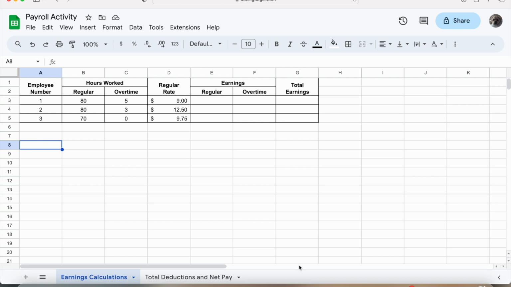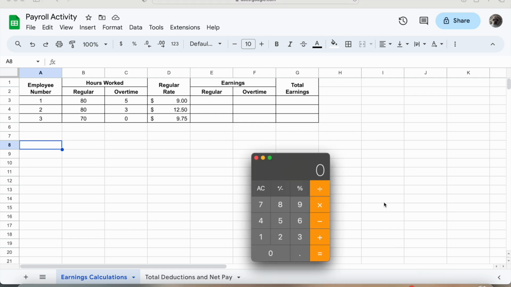So for employee number 1, they worked 80 regular hours and they had a regular rate of $9 per hour. So to calculate regular earnings, we're going to take the number of regular hours worked and multiply it times the regular rate. So if we take 80 regular hours and we multiply it times $9 per hour, that will give us $720 for regular earnings.